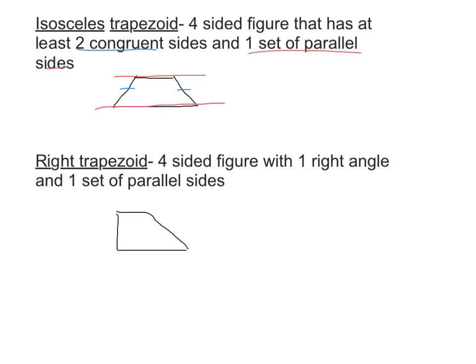Now a right trapezoid, notice it has the word right in it because we're looking for a right angle. Here's our right angle, and we also will have 1 set of parallel sides. The other sides are not parallel because if this side kept going forever and ever, it would eventually cross right about here. So those lines are not parallel.